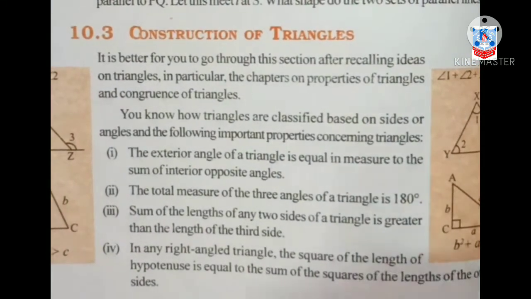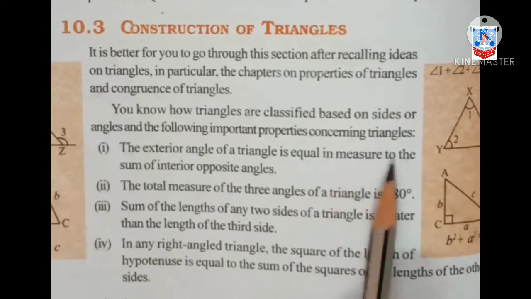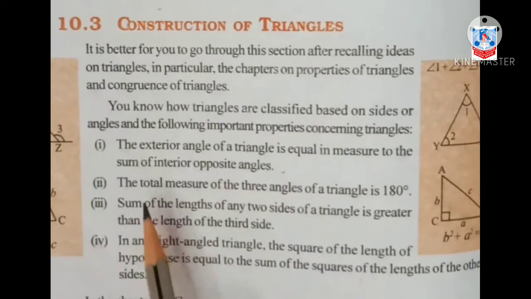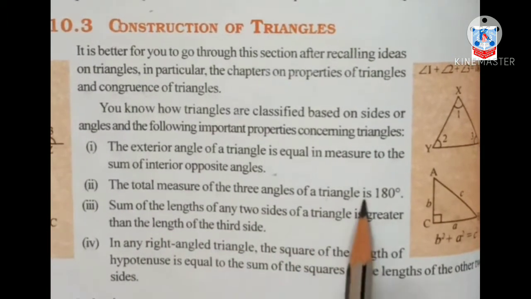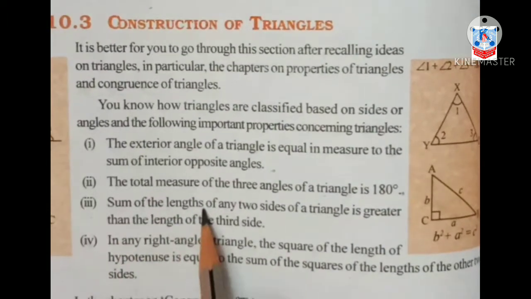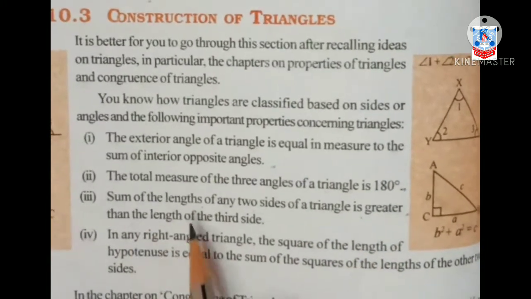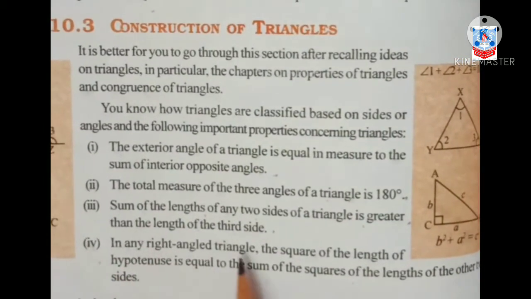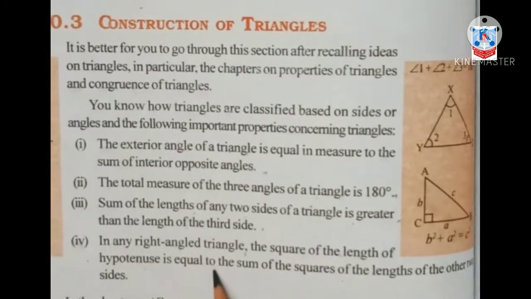Now see, first point. The exterior angle of a triangle is equal in measure to the sum of interior opposite angles. Second point, the total measure of the three angles of a triangle is 180 degrees. Third point, the sum of the lengths of any two sides of a triangle is greater than the length of the third side.